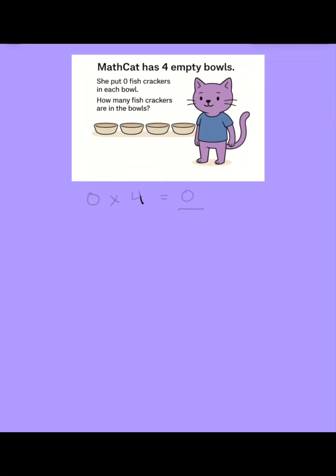MathCat has 4 empty bowls. She put 0 fish crackers in each bowl. How many fish crackers are in the bowls? This is kind of a weird one. It's just an example of the 0 property for multiplication, but it's kind of strange because there are no crackers. It's not really a real life example, but it illustrates the 0 property for multiplication. If you have 0 fish crackers times 4 bowls, the total fish crackers in the bowls are 0. So this just illustrates that anything times 0 is just 0.